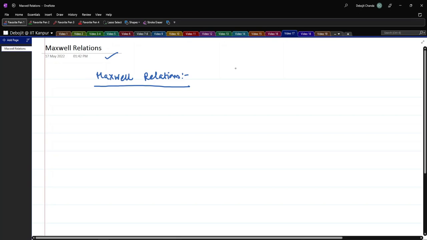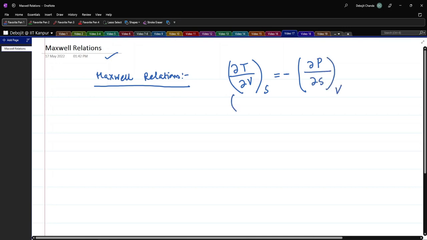One of the relations is del V del S at constant pressure... del T del P at constant entropy is equal to minus del P del S at constant volume. So this is one of the Maxwell relations. As you can see, one thermodynamic variable is differentiated with respect to another, and that is equated with a similar kind of derivative. So these are very important in thermodynamics.